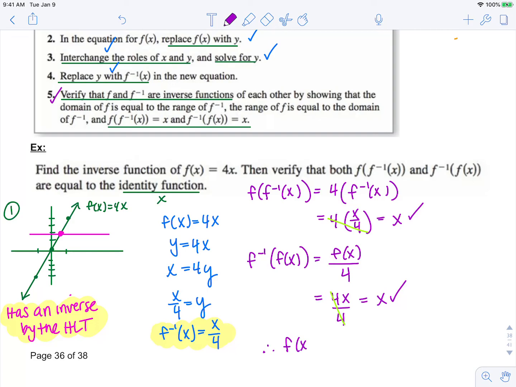Therefore, f of x and f inverse of x are inverses. So we used this special rule of doing the composition of our two functions to show that all of the operations cancel out, just to leave my input, to verify that they are inverses of one another.